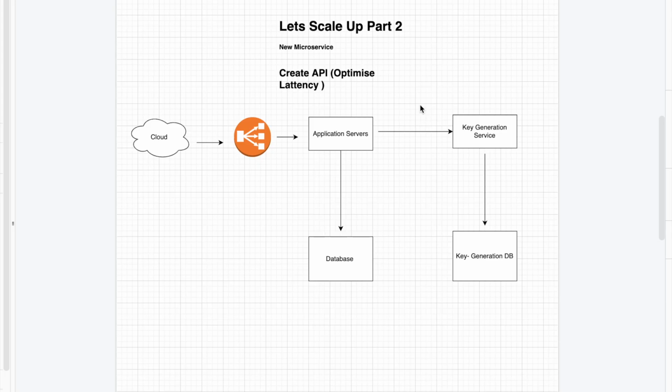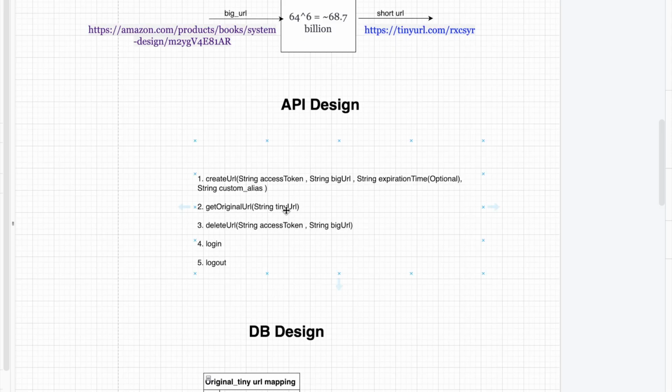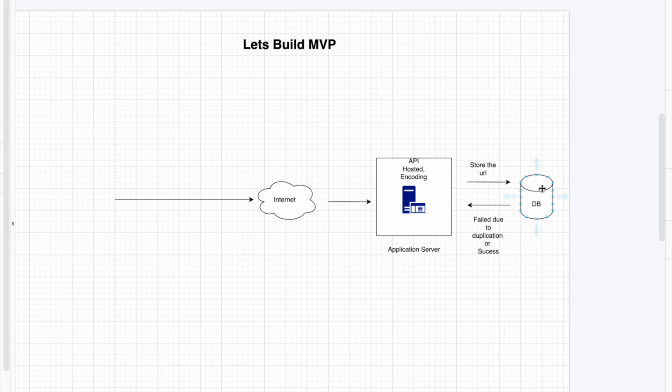So this way we have scaled it up a little bit more. Let's try to see what other optimizations we can do. If you see in the read API, once you do a database call... So what is read API, right? Let's revisit this. Read API is you get the tiny URL and you give me the original URL, right? So in the MVP design, it will call the database, get the original URL, and return it to the user.